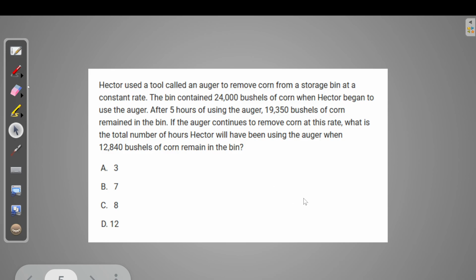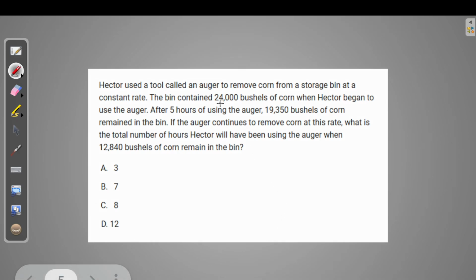Hector used a tool called an auger to remove corn from a storage bin at a constant rate. The bin contained 24,000 bushels of corn when Hector began to use the auger. After 5 hours of using the auger, 19,350 bushels of corn remained in the bin. If the auger continues to remove corn at this rate, what is the total number of hours Hector will have been using the auger when 12,840 bushels of corn remain in the bin?